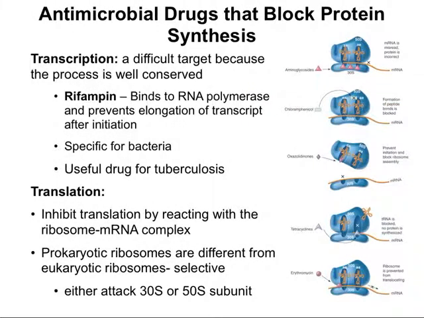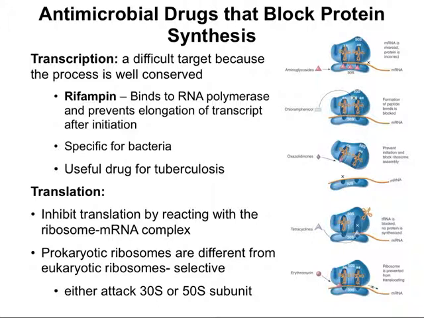As we've already seen, many antimicrobial drugs target protein synthesis. Again, in the process of transcription, it's a fairly difficult target because the process is pretty well conserved. However, rifampin is a drug that binds to RNA polymerase and prevents elongation of the transcript after initiation. It's specific to bacteria, and it's often used in treatment of tuberculosis.